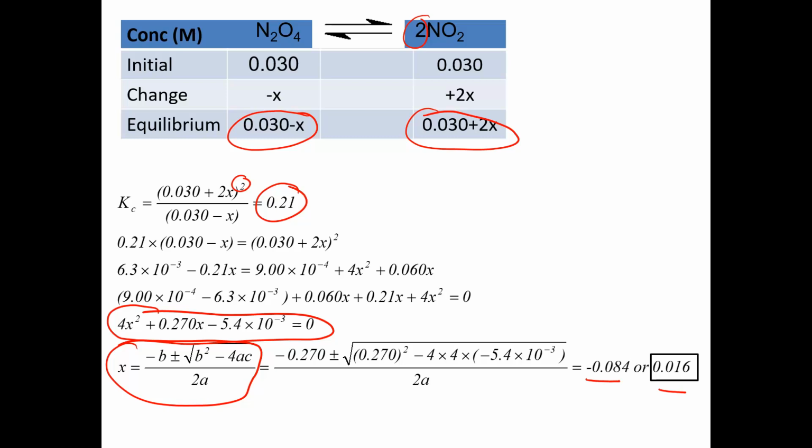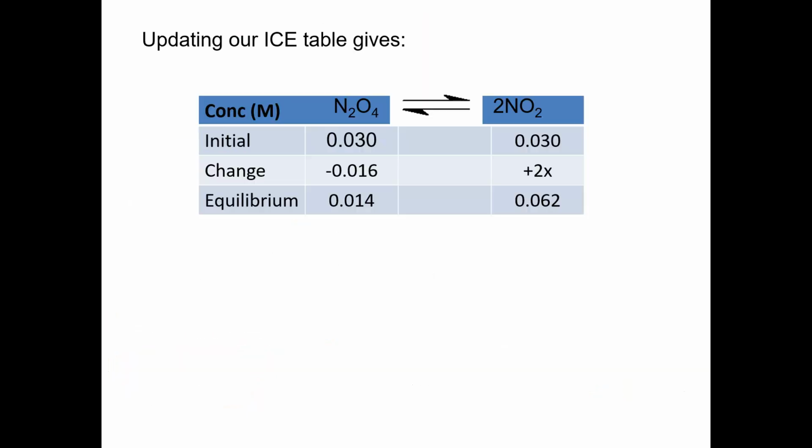Now, negative values for x are not possible. Concentrations and moles can never be negative amounts. So we can immediately discount that one, and the positive one must be our value of x. So there we are. x must be 0.016. So now we can go ahead and update our ICE table. We put 0.016 in for x. This is going to be 2 times 0.016, and we can get our equilibrium values here.